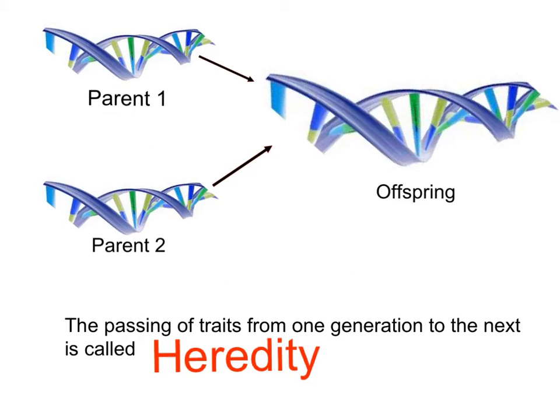When organisms reproduce, they pass copies of their DNA to their offspring. This ensures that the offspring will resemble their parents. In the case of sexual reproduction, parent 1 passes on half of their DNA, parent 2 passes on half of their DNA, and they create offspring that looks something like the parents, usually a combination. The passing of traits from one generation to the next is called heredity.